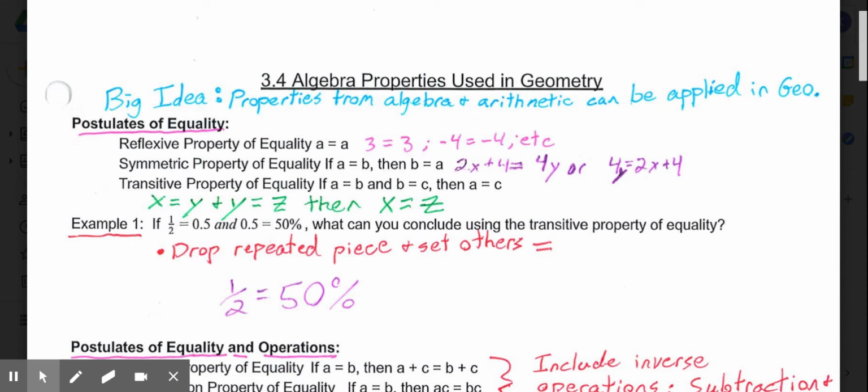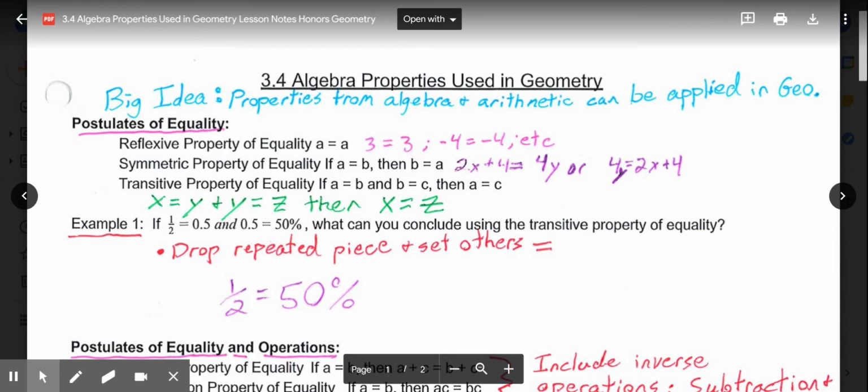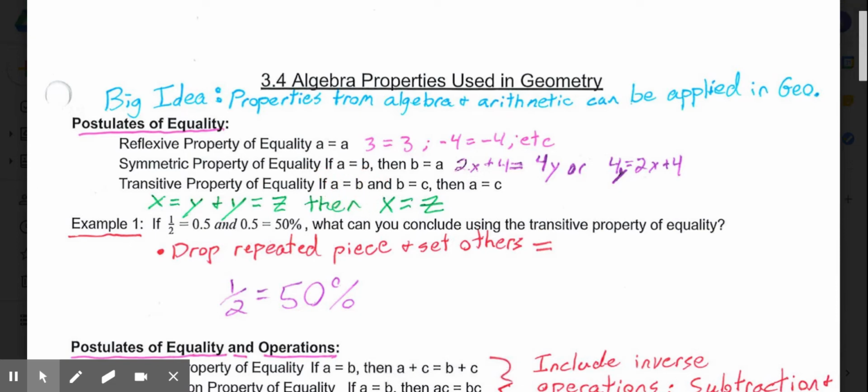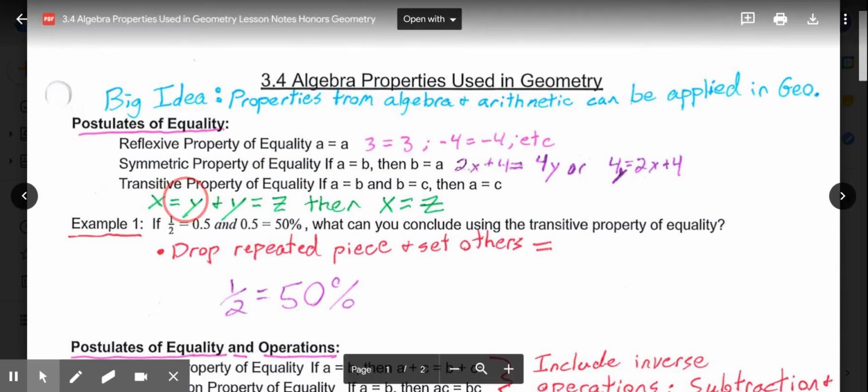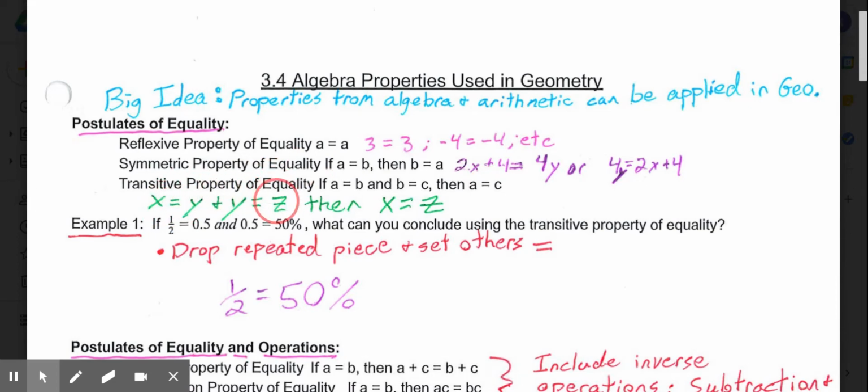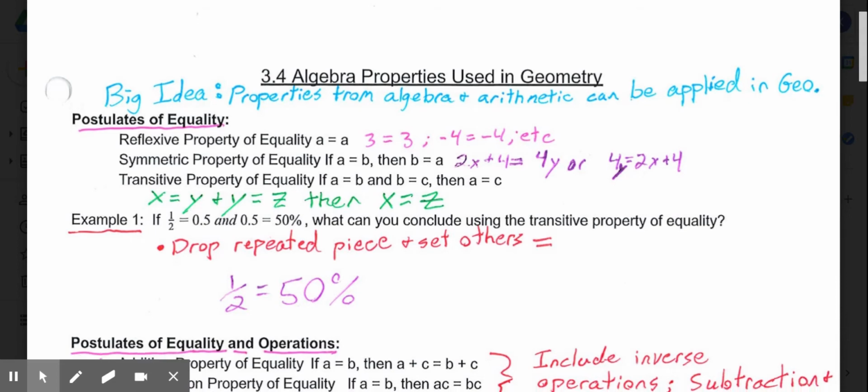And then our third property is the transitive property of equality. The transitive property of equality states if A equals B and B equals C, then we can say A equals C. So if two things are equal to the same value, then those two things are equal to each other. So if x equaled y and y equaled z, then we could say x equals z. You're dropping that repeated part.